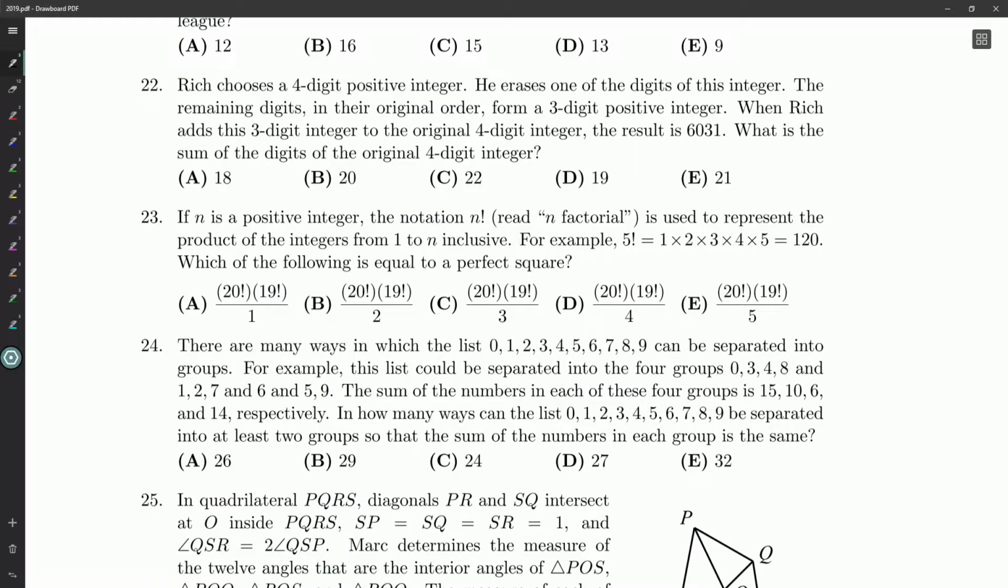Okay, so question 23. If n is a positive integer, the notation n factorial, which comes up a lot in future math classes and math contests, so it's something to maybe play around with if you've never seen this before, is used to represent the product of integers from 1 to n inclusive. For example, 5 factorial is 1 times 2 times 3 times 4 times 5, which happens to be 120. A quick calculator check will verify that. Okay? Which of the following is equal to a perfect square?